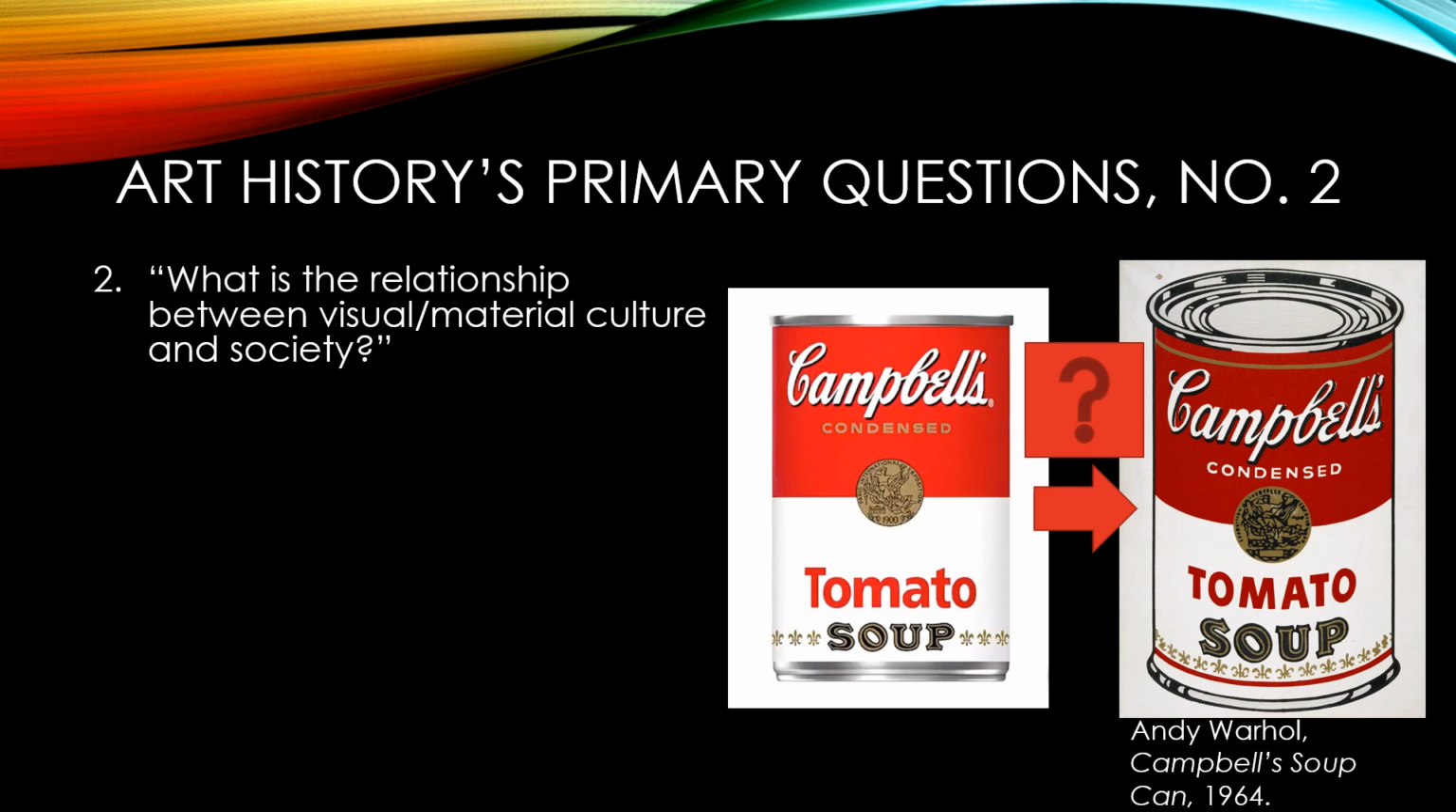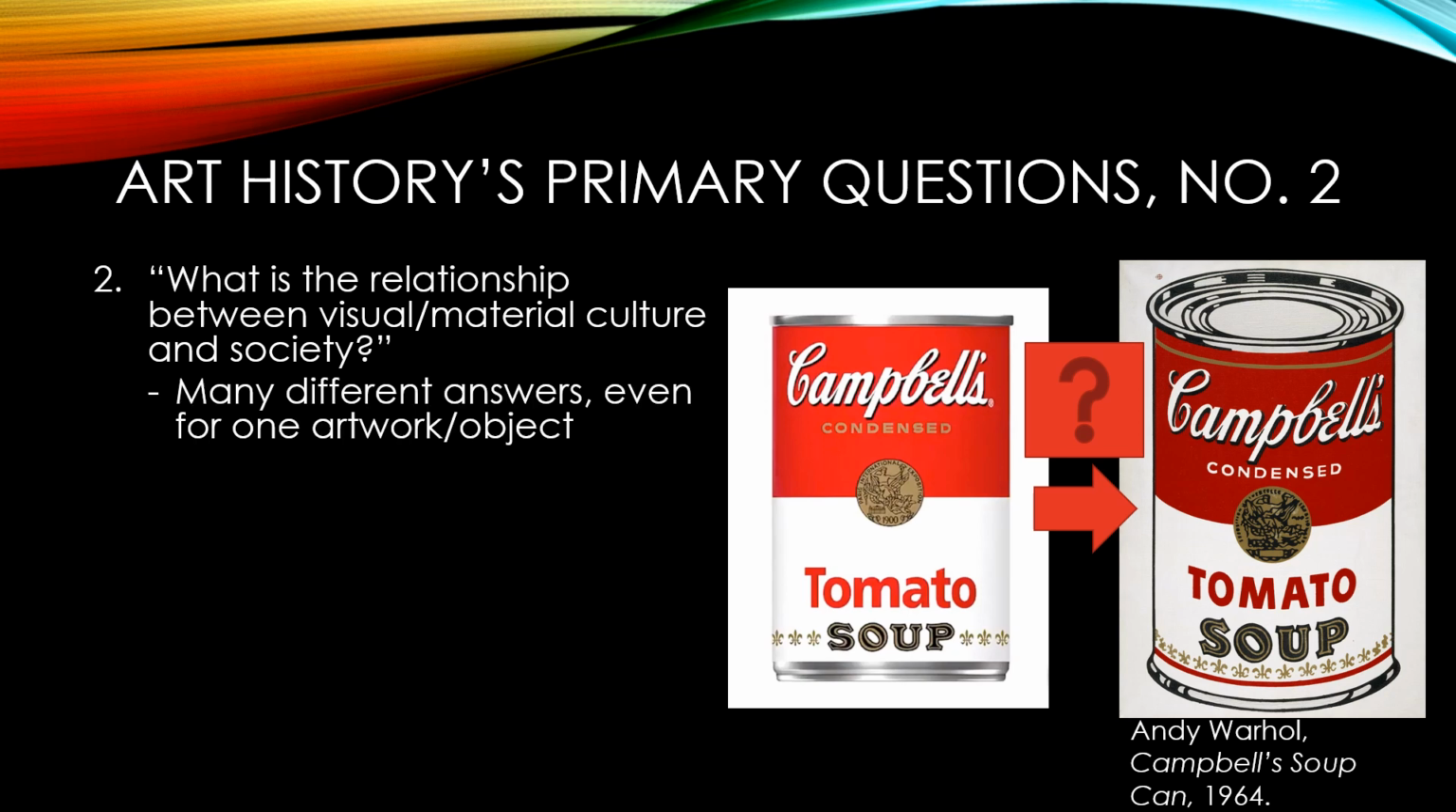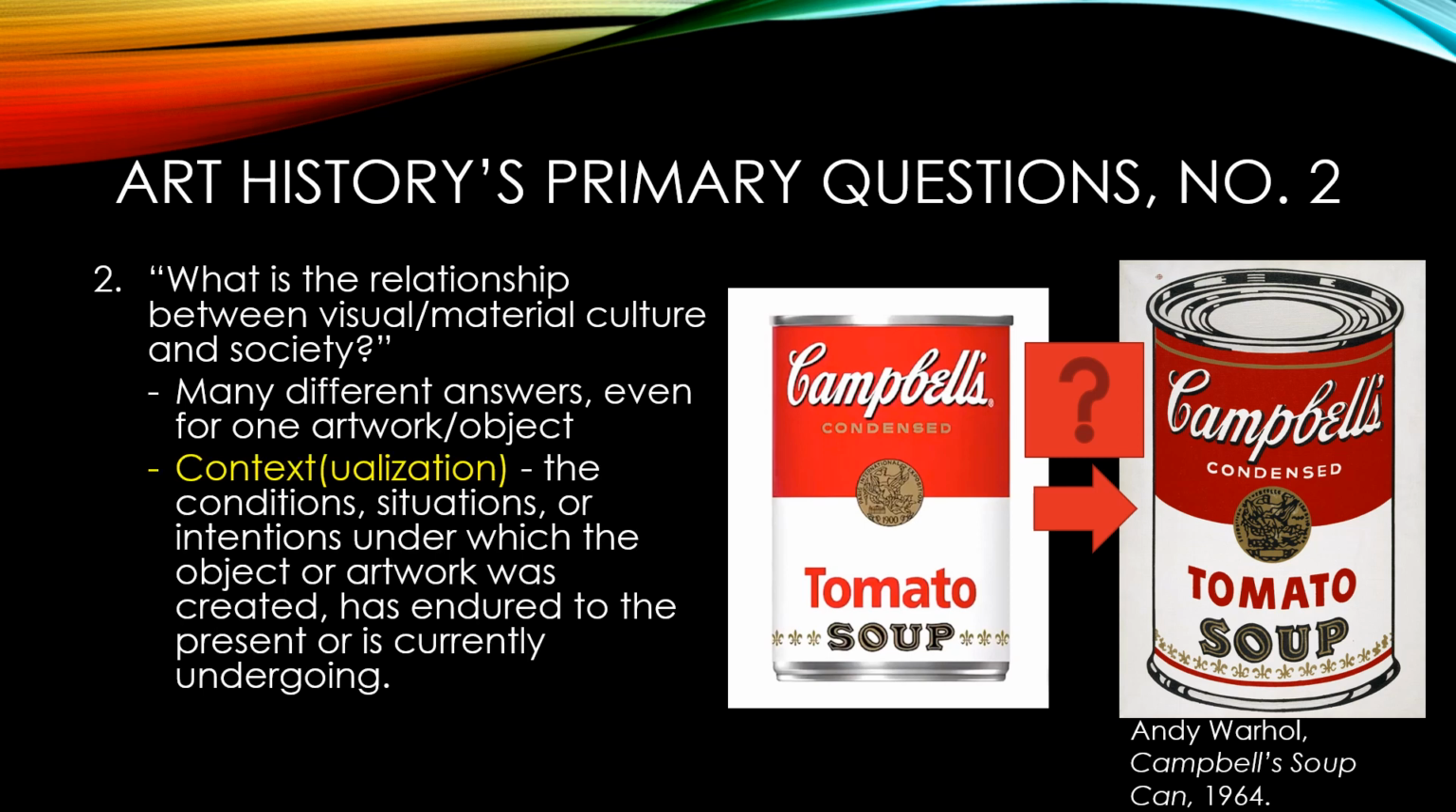The fourth major question in art history is, what is the relationship between visual or material culture and society? This is the question that requires much more than looking to answer, and depending on the exact object or artwork, many different answers could result even for just one. This question requires contextualization of the visual and material qualities of the object or artwork. Context refers to the conditions, situations, or intentions under which the object or artwork was created, has endured to the present, or is currently undergoing. Art history most specifically considers the historical context, that is, what is occurring at a given time, and attempts to understand an object or artwork's visual or material qualities based on these.